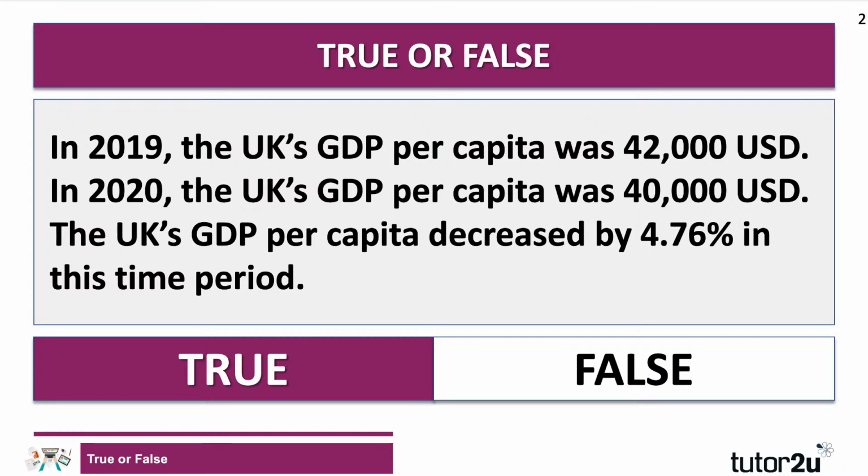All right, another true or false. In 2019, the UK's GDP per capita was 42,000 US dollars. In 2020, the UK's GDP per capita was 40,000 US dollars. The UK's GDP per capita decreased by 4.76% in this time period. True or false? Answers in the chat.